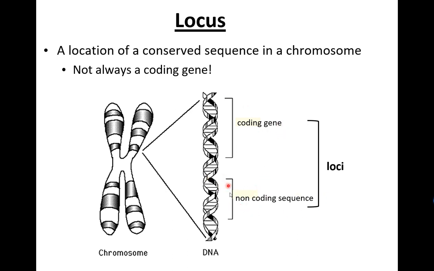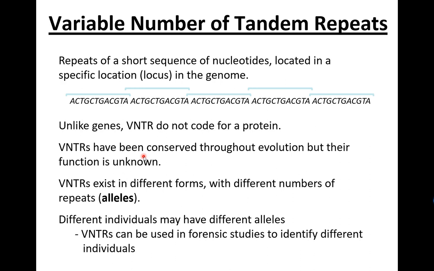So, if this sequence is conserved in every living organism that is part of the same species, let's say humans, always in the same location, it is referred to as a locus. Whether it codes for a protein or not, if it is conserved, you call it a locus, always in the same location. The one you're working with is one type of what we call variable number of tandem repeats.